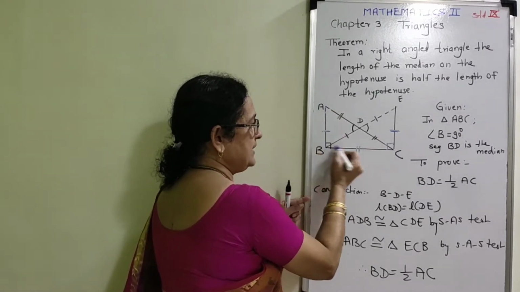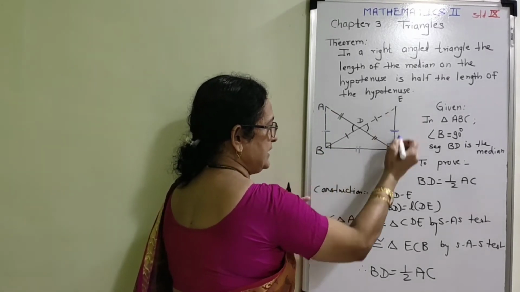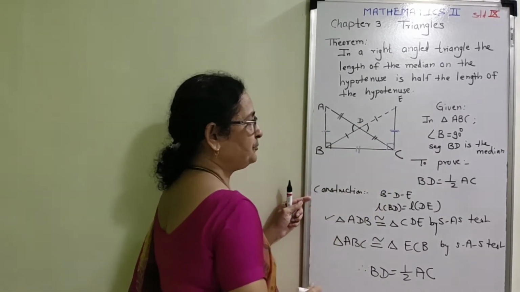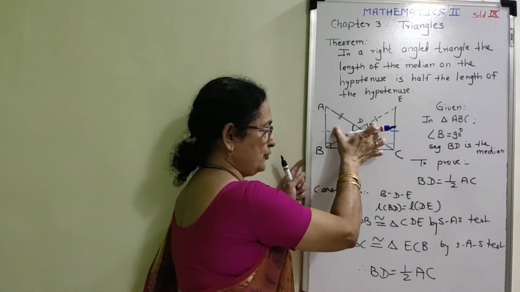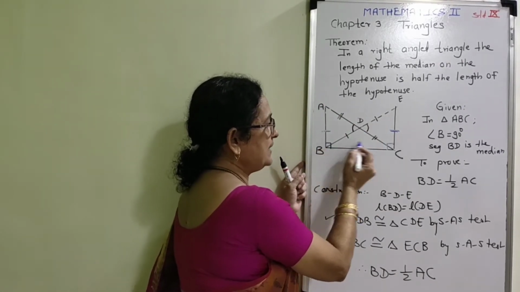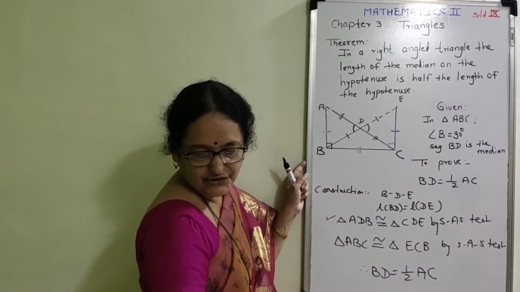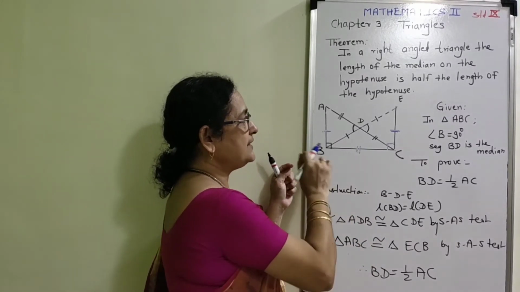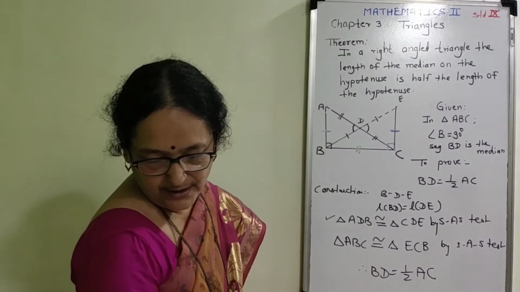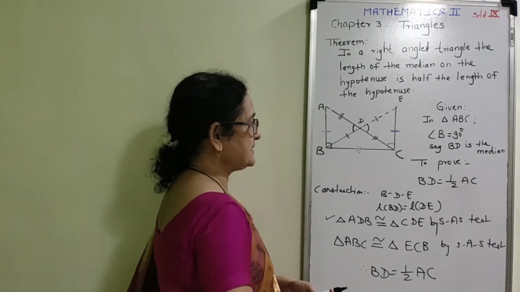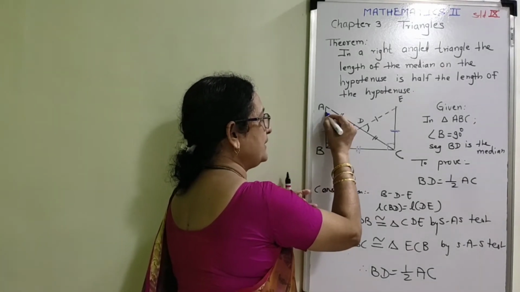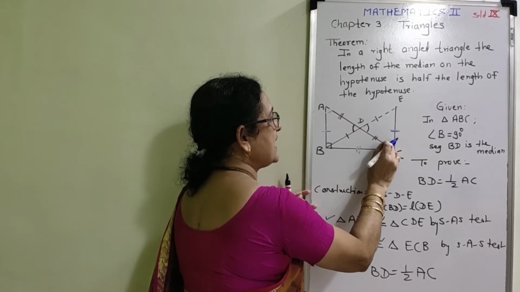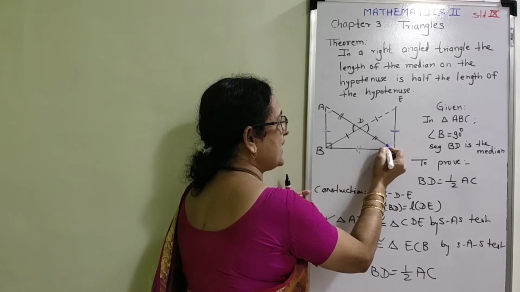Triangle ABC and triangle ECB. In both the triangles, AB is congruent to EC, corresponding sides of congruent triangles. Angle B is congruent to angle C, each 90 degrees. Also, BC is the common side, and that's why these two triangles are congruent to each other by the side angle side test. And since the triangles are congruent, their corresponding angles are also congruent to each other, and therefore this angle A is congruent to angle C.